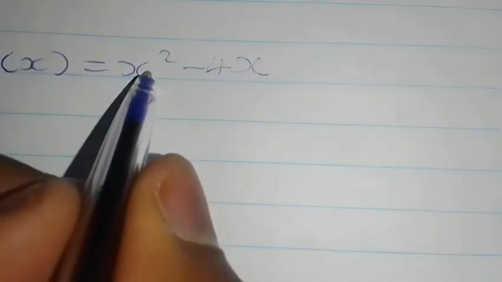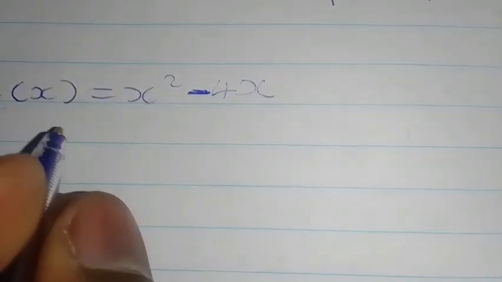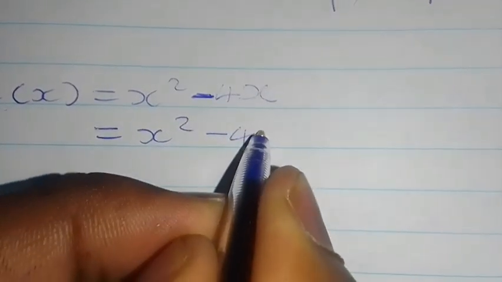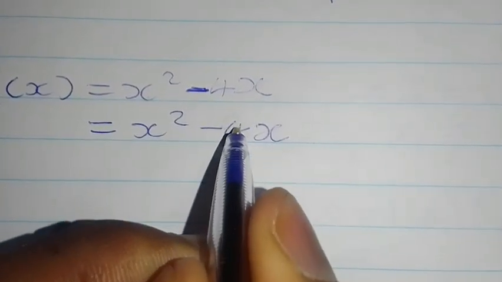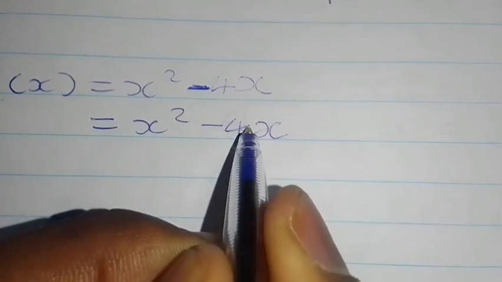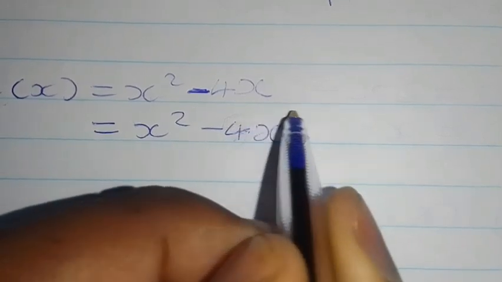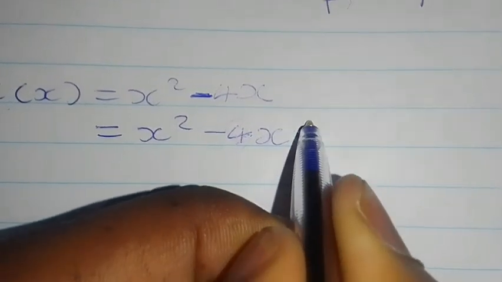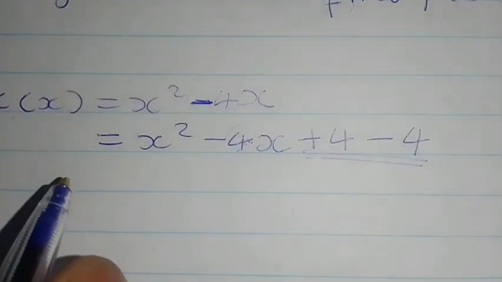Now, this function is a parabola, so we can write that in standard form. So we have x squared minus 4x. You're going to complete the square here. When you complete the square, you're going to add half of this number squared. Half of 4 is 2, and then 2 squared is 4. So you add 4, and then you also subtract 4. That's because you're basically adding 0 to the equation.